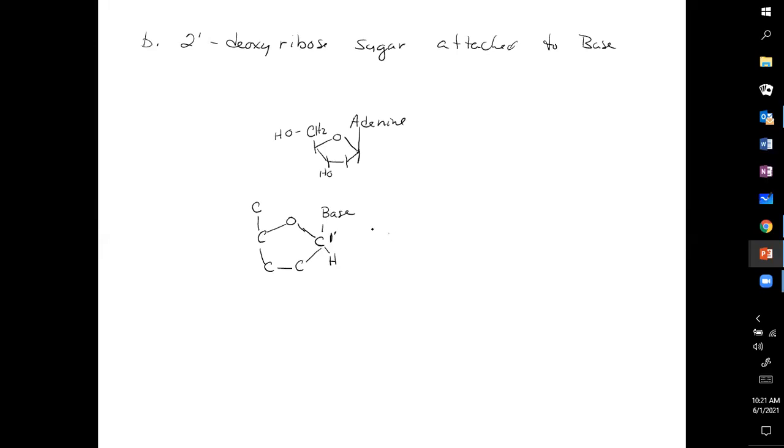So the sugar attaches to the base by the 1' carbon, and the prime symbol is used to differentiate between the atoms of the base and the atoms of the sugar. So the 1' carbon of the sugar is what's attached to the base. And then the numbering from there goes away from the oxygen.